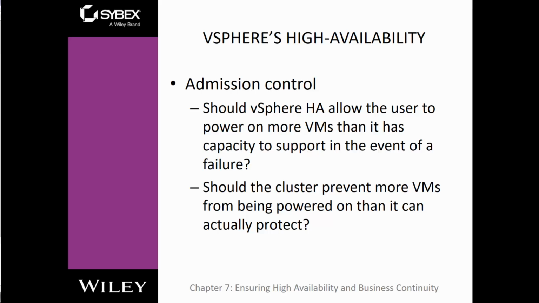So should vSphere HA allow users to power on more VMs than it has the capacity for? That's kind of interesting. Should the cluster prevent more VMs from being powered on than it can actually protect? If it knows it has X amount of memory and X amount of processing power, and it will allow for ballooning of those resources, that is definitely a concern when it comes to high availability because, again, being able to protect the VMs and understanding how the ballooning affects the protection plays a huge part of this.